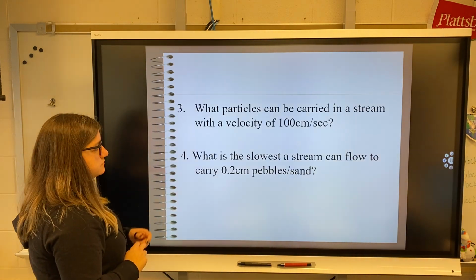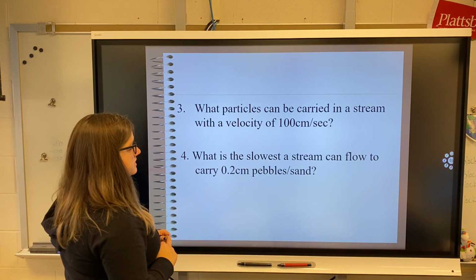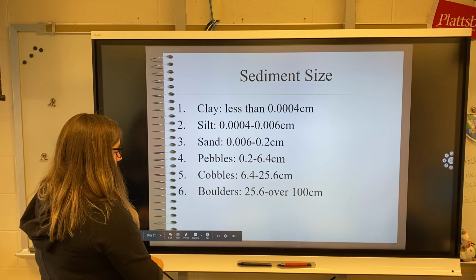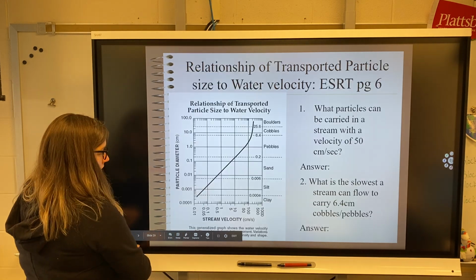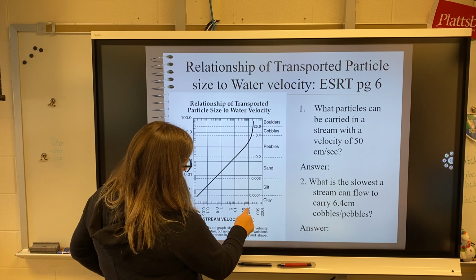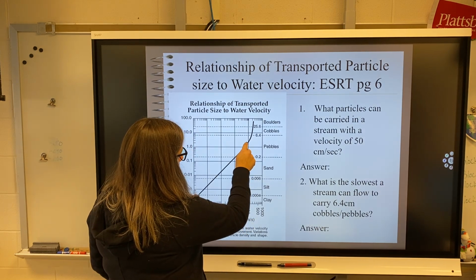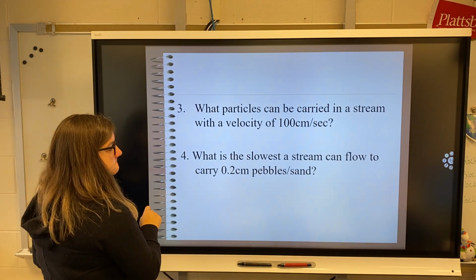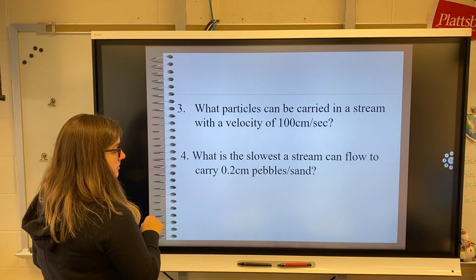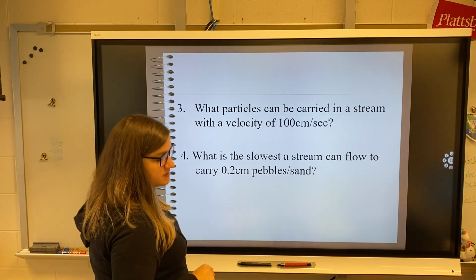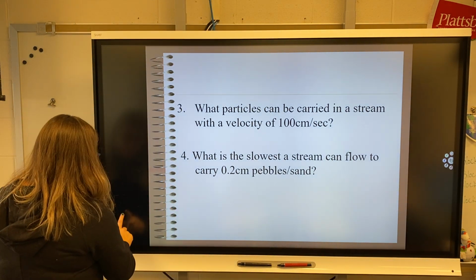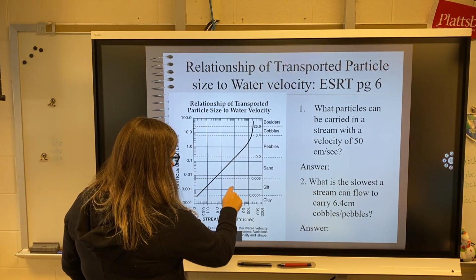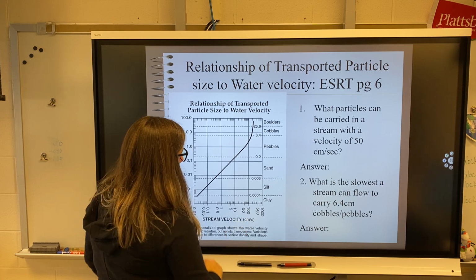okay? So what particles can be carried in a stream with a velocity of 100 centimeters per second? So if I go, no, it's too far. 100 centimeters per second, the largest particle I could move is a somewhat big pebble, okay? And then what's the slowest a stream can flow to carry a 0.2 size pebble, sand? So if I go 0.2, I've got to go down, it's got to be at least 10 centimeters per second.